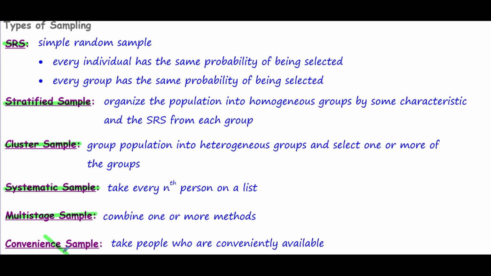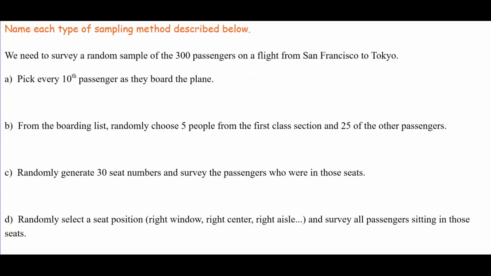our data. A convenience sample is not considered a statistically sound sampling technique from which we can make valid statistical conclusions. All right, so here just looking at some examples of sampling methods.